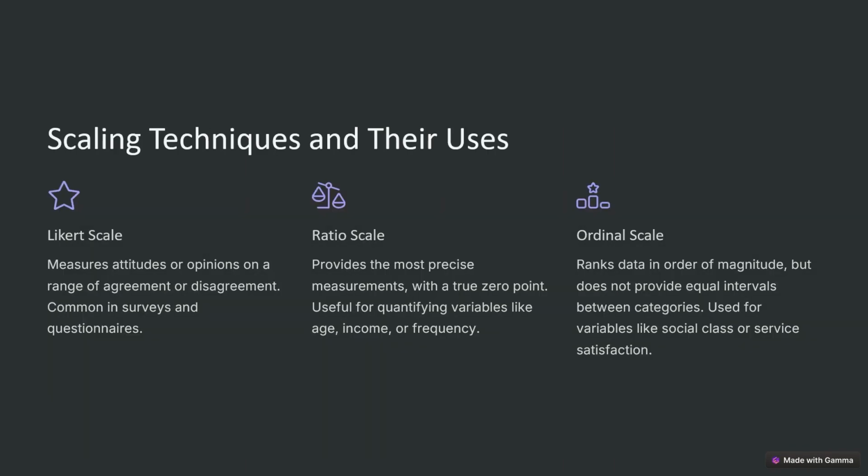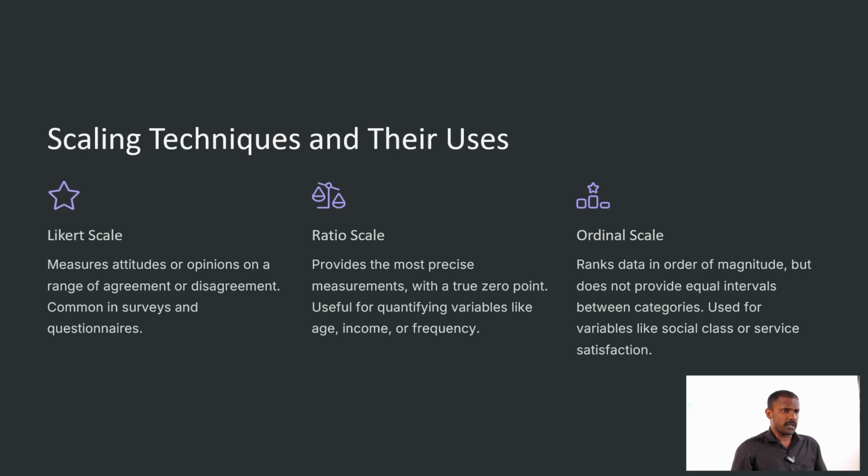Scaling techniques and their uses. Scaling techniques help us quantify attitudes, perceptions, and experiences. Common scaling methods include the Likert scale, which measures agreement or disagreement, such as rating satisfaction with a social service. Next, the ratio scale provides precise measurement and is useful for quantifying variables like income or age. Ordinal scale ranks responses without equal intervals. For example, clients might rank service quality from poor to excellent, providing insight into perceived effectiveness. Scaling allows social work researchers to analyze data systematically, tracking changes over time and evaluating program impact.